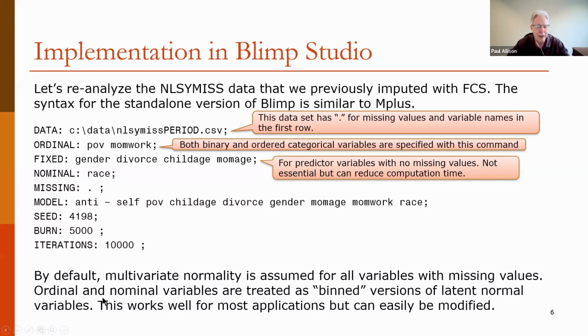Now, ordinal and nominal variables are treated as categorized versions of latent normal variables. Okay, and this is much better than simply rounding imputed values or some other method, and it's essentially equivalent to treating those variables as being related to other variables by probit models. And it works well for most applications, but we're going to see how to modify that in just a moment.